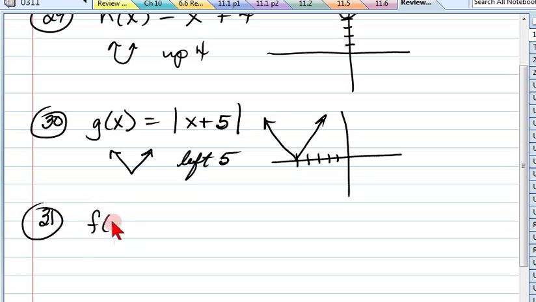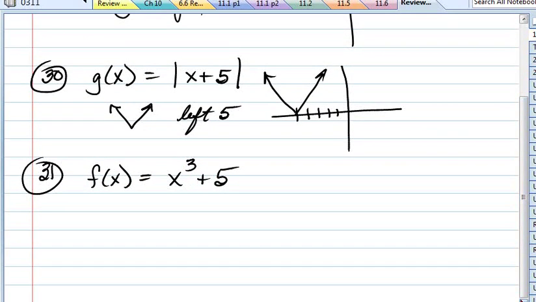Number 31 says f of x is equal to x cubed plus 5. Although you didn't have homework questions on x cubed, you did have exam questions on x cubed. What's the shape of the x cubed? It's the squiggle. So it looks a little bit like that. The plus 5 is added on the outside, so which way will it shift? Up 5. If it's in parentheses before the cubing, then it would go to the left.